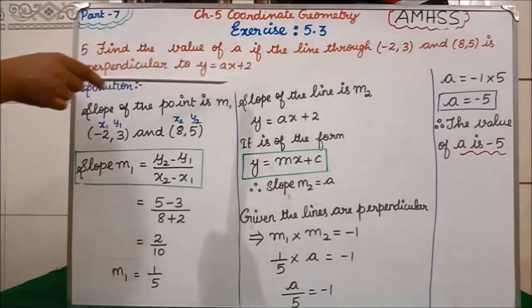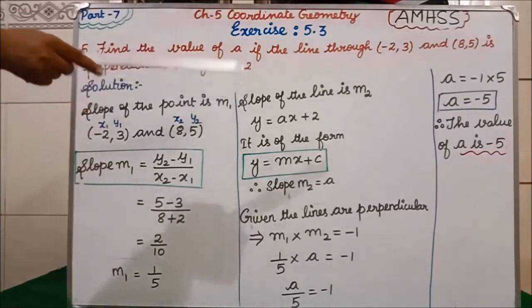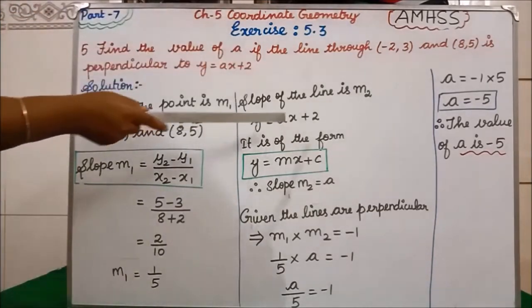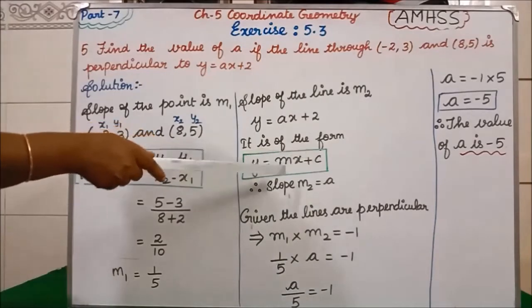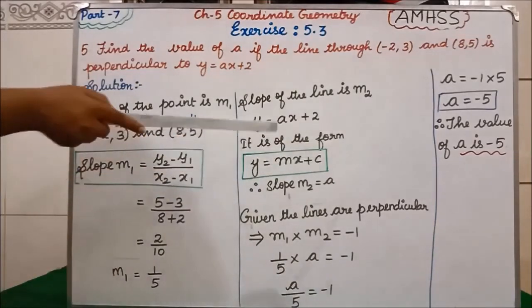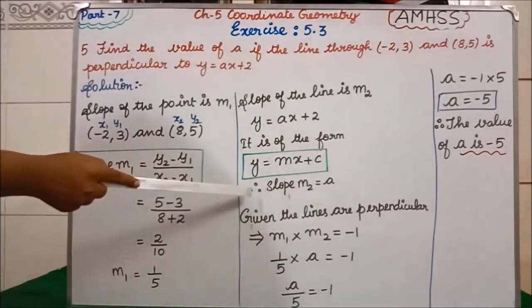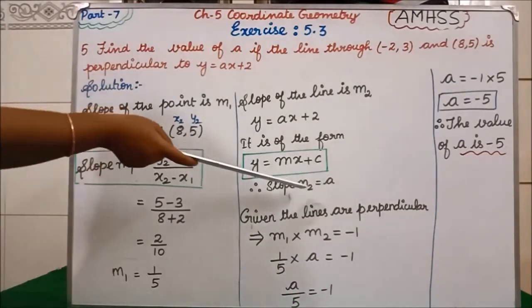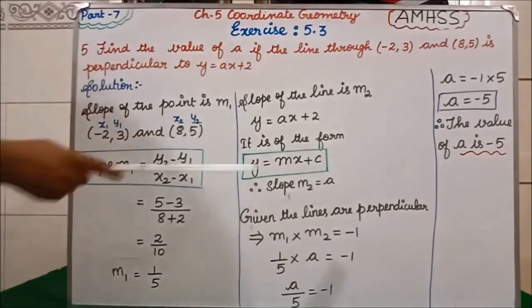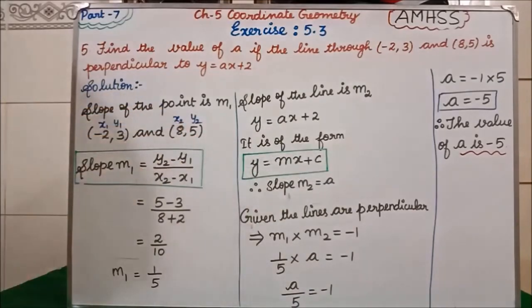Next, this is the line, isn't it? Next, with this, we are going to find the m2 value. Slope of the line is m2. What is that line? y equal to ax plus 2. Now, if you observe this line, it looks like what form? y equal to mx plus c form. Isn't it? So, in the place of m, what are we having here? a. Clear? Therefore, slope m2, because already we have mentioned m1 here, so we are going to consider this as m2. Clear? In the place of m, we are having a. So, slope m2 is equal to a. Clear?